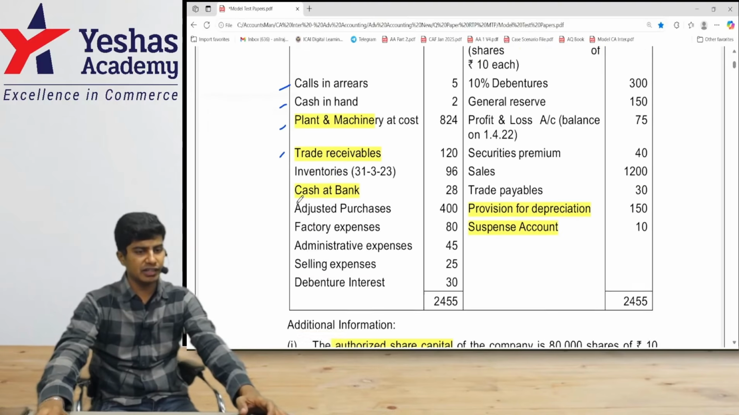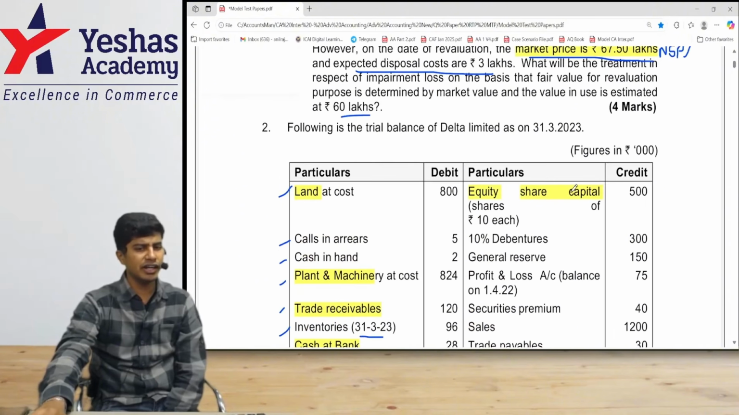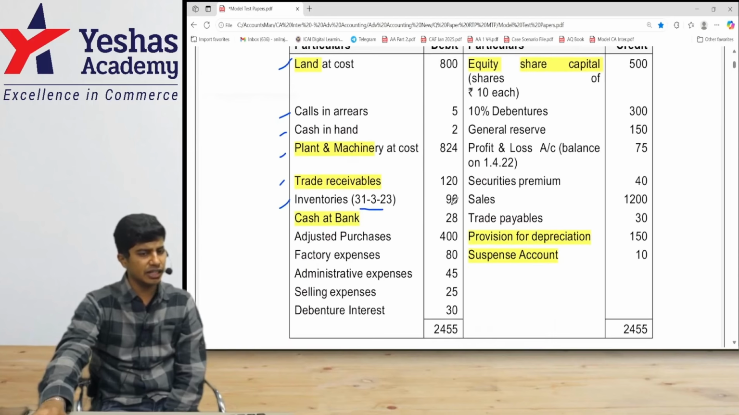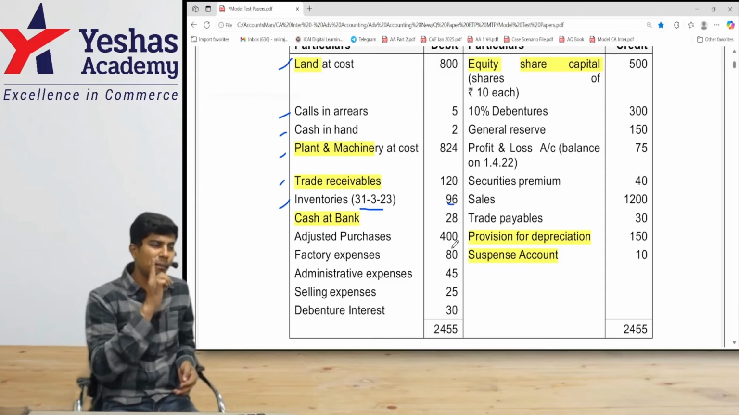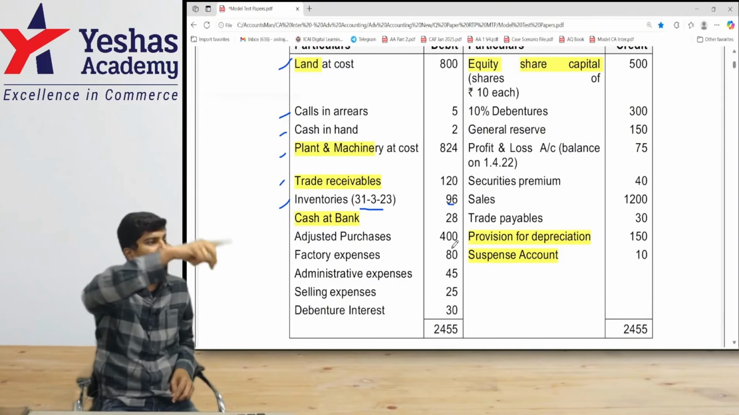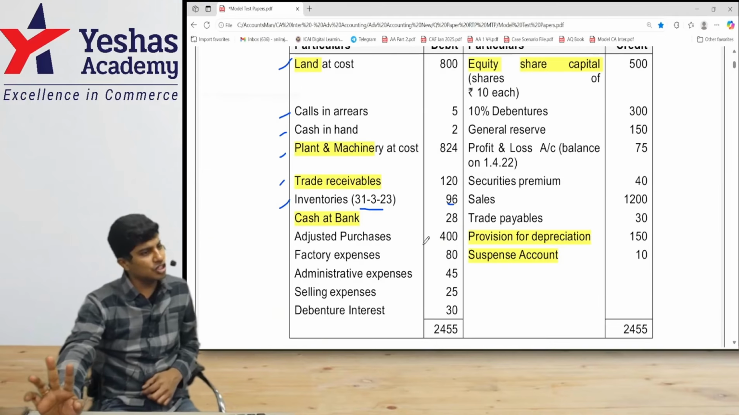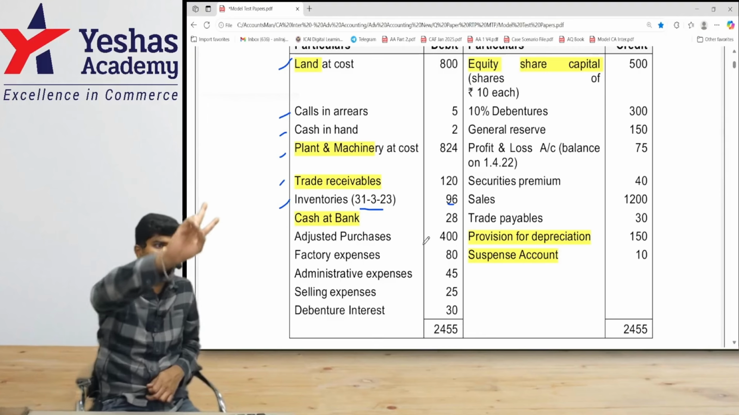What do we have after that? Then we have inventories. This is 31st of March 2023. On what date are we doing the balance sheet? 31st of March 2023. So can I say this 96 is actually closing stock? When they've given closing stock, they should have given it in adjustments. If by mistake closing stock appears within the trial balance, that means there is no space for opening stock, no? Opening stock plus purchases would have been written as adjusted purchases. If closing stock is given in adjustment, it should go to two places.